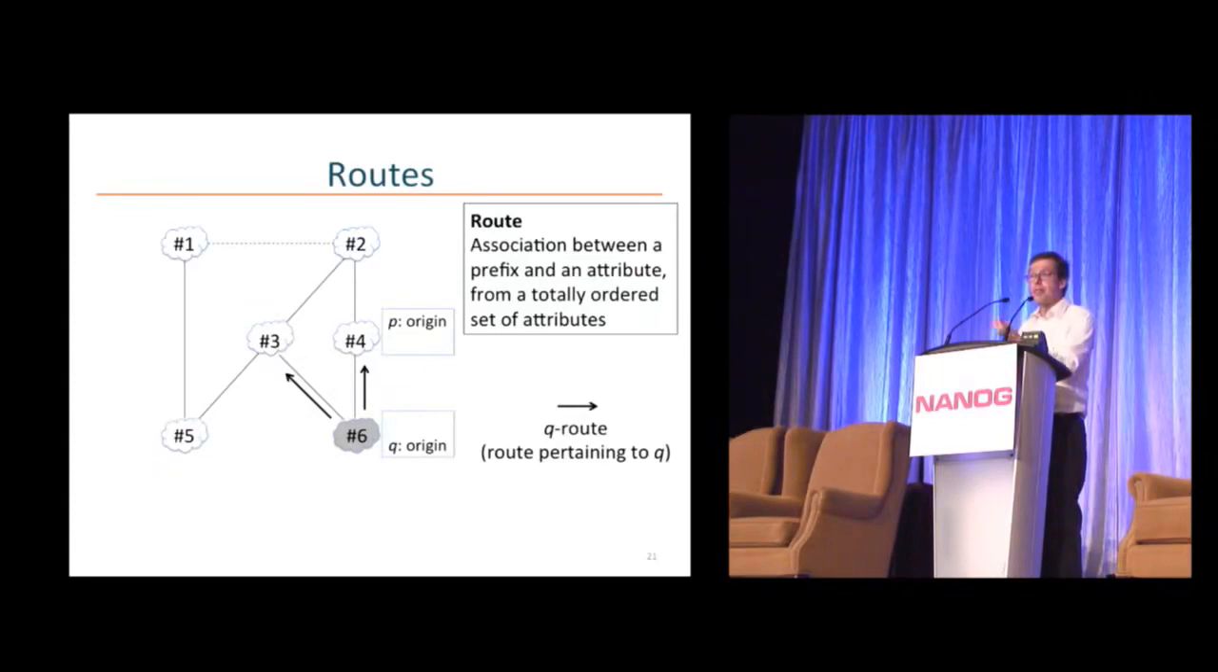AS6 creates a route pertaining to Q, a Q route, that it sends to its neighbors. I will assume the Gao-Rexford routing policies, which are believed to provide a baseline of understanding for how network operators set their policies. And these policies are based on just 3 attributes. The route can be learned from a customer, learned from a peer, or learned from a provider.